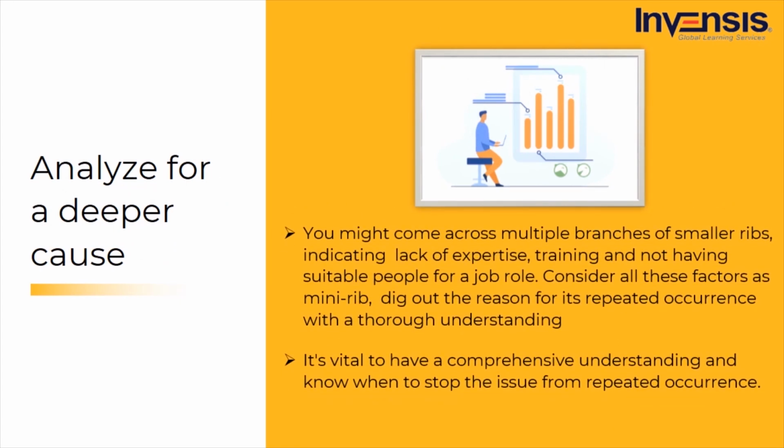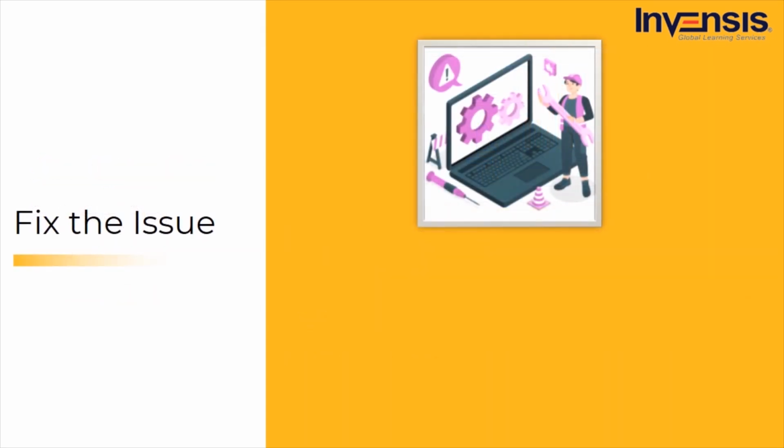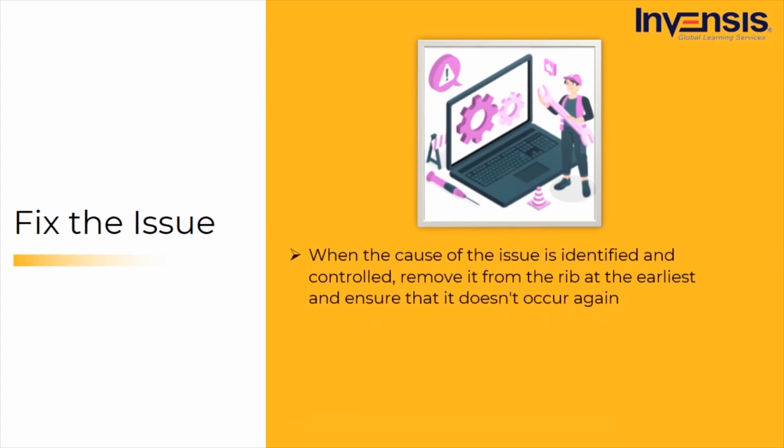You might come across multiple branches of smaller ribs. It indicates a lack of expertise, training, and not having suitable people for a job role. Consider all these factors as mini ribs and dig out the reason for its repeated occurrence with a thorough understanding. Though the process seems time-consuming, it's vital to have a comprehensive understanding and know when to stop the issue from repeated occurrence. Then, fix the issue. When the cause of the issue is identified and controlled, remove it from the rib at the earliest. And ensure that it doesn't occur again.